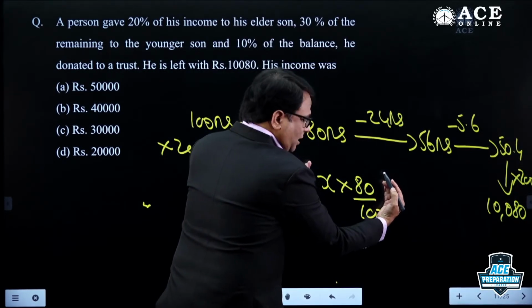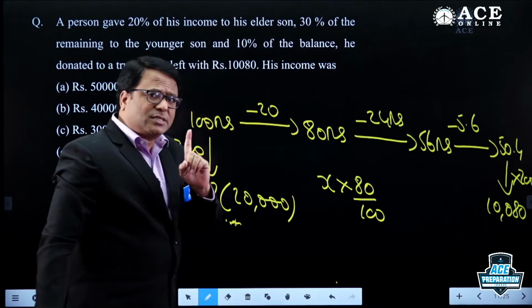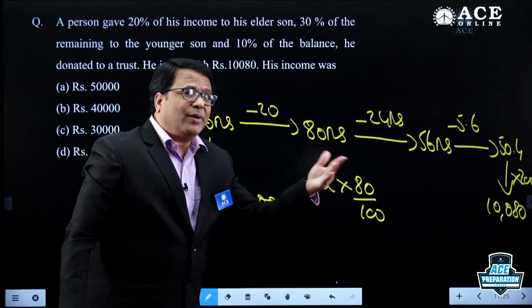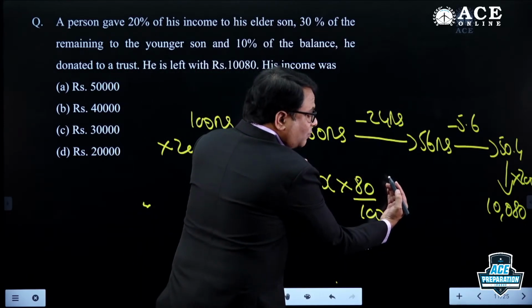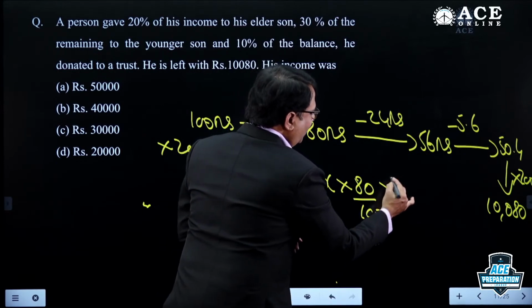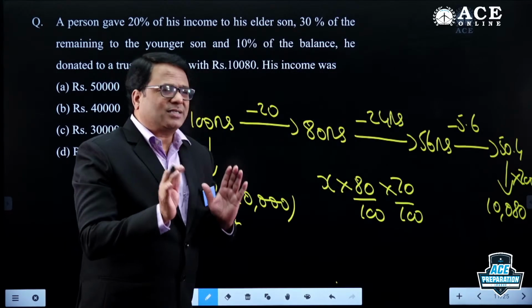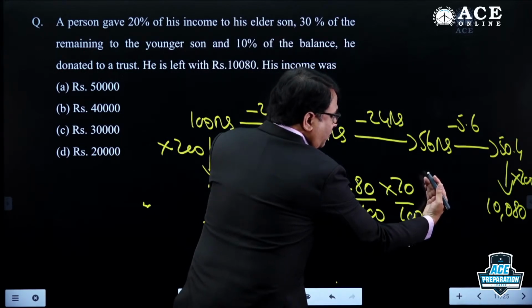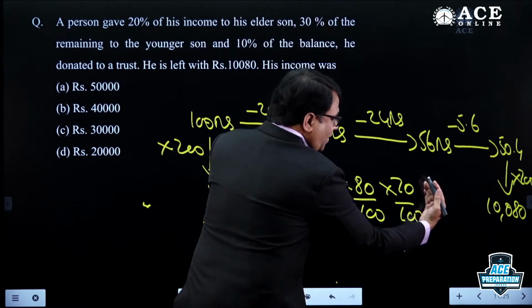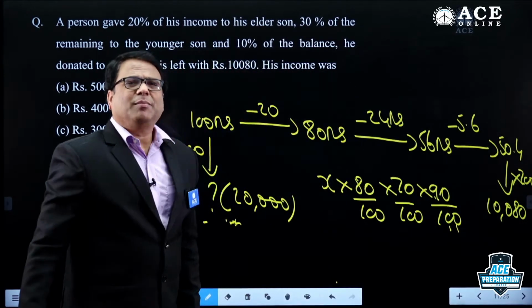And out of this, 30% is given to the younger son. When 30% is given to the younger son, how much will remain? 70% will remain, so into 70 by 100. So after giving to the younger son, this much is remaining. And out of this, 10% is donated to the trust. When 10% is donated, 90% will remain, so into 90 by 100. So this is the remaining money.